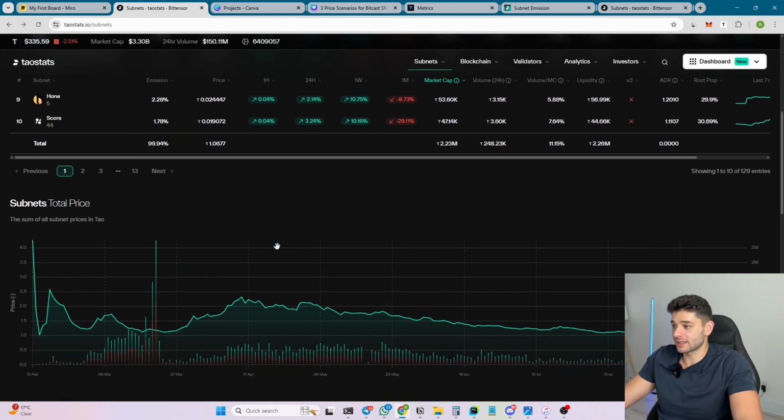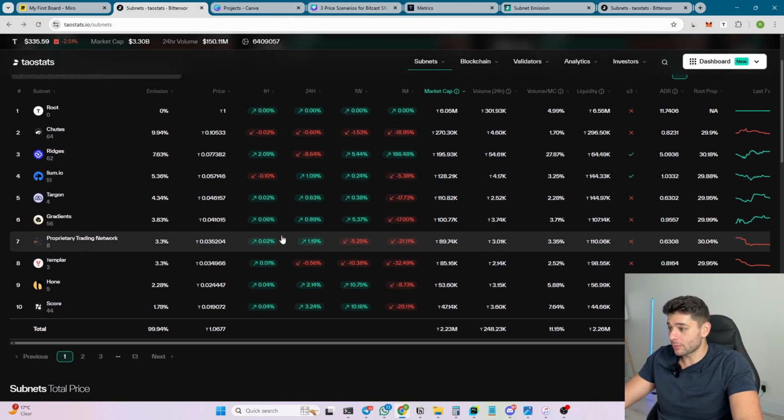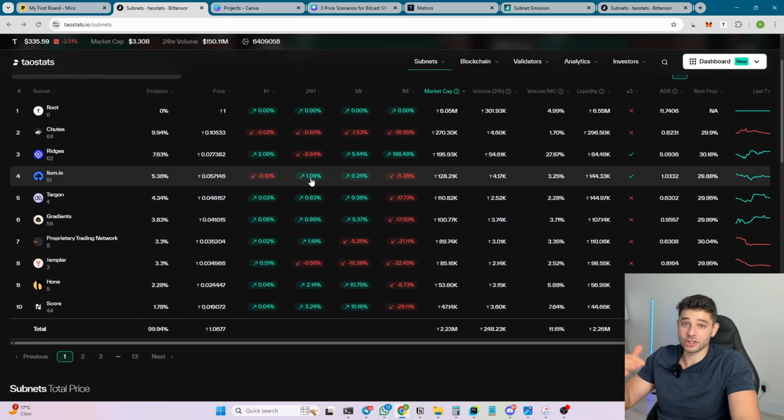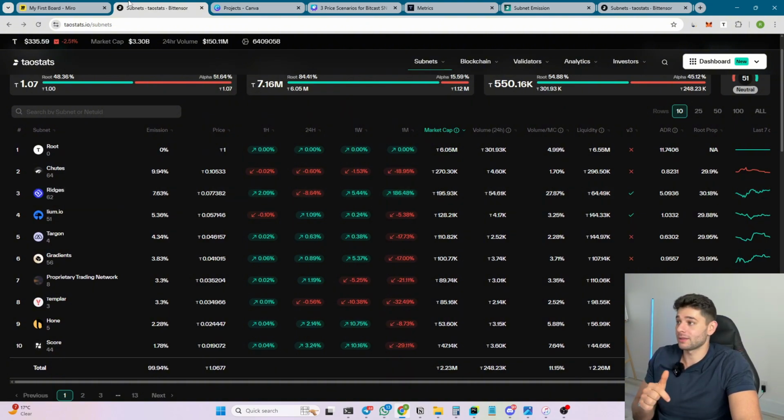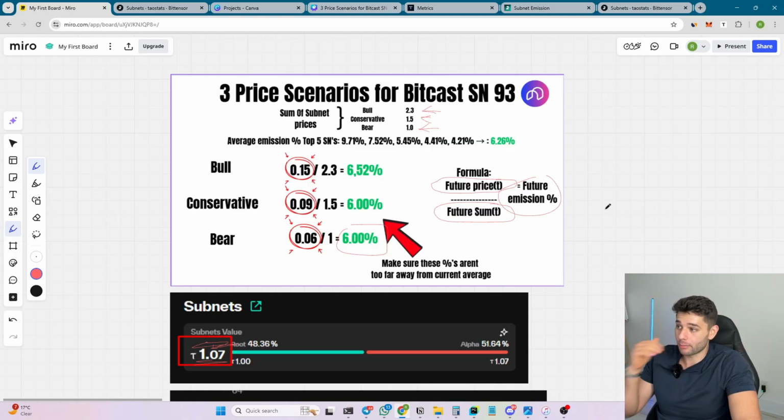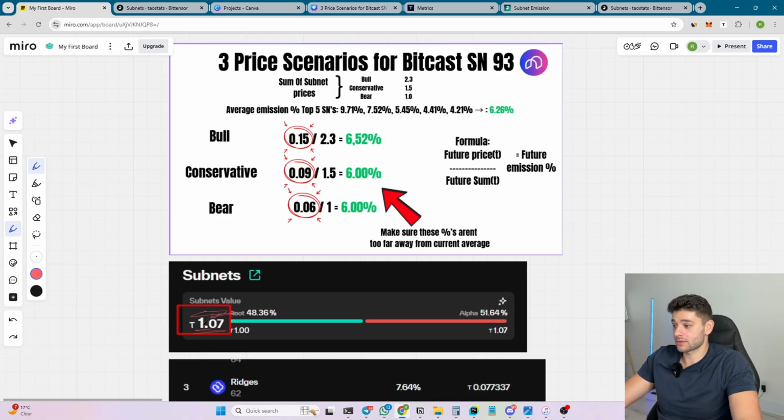So how do you actually understand if a subnet is overvalued or undervalued? Simply by looking at this table, because right now this table probably doesn't mean much. It sounds like gibberish, but you can use pure simple formulas to understand if a subnet like Ridges is overhyped at the moment. So if we go to the board, this is a scenario I ran with Bitcast a while ago, and I ran three different scenarios: bear, conservative, and bull. Everything is about the sum of subnets. So right now we're hovering around 1.07.